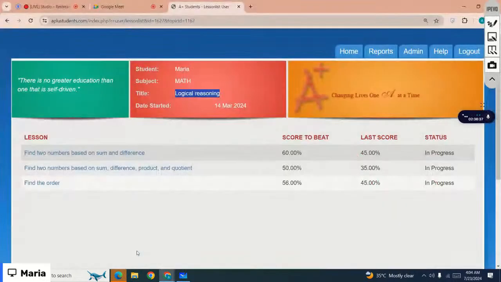Okay, here I'm on grade 4 math. The chapter we are right now is logical reasoning. Let's just start with the first lesson, that is find two numbers based on sums and differences. So let's just start with the lesson.